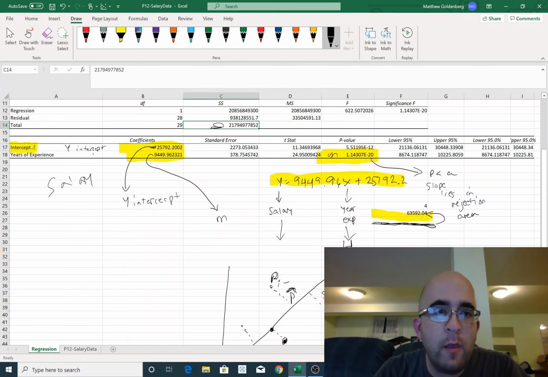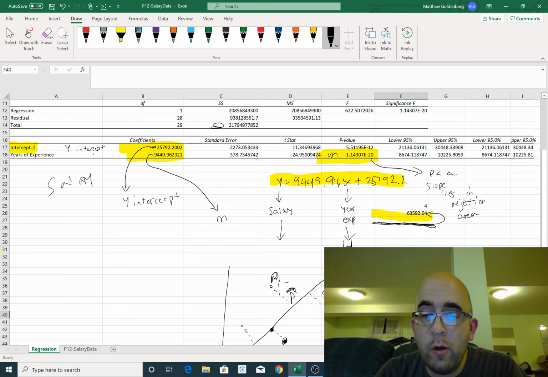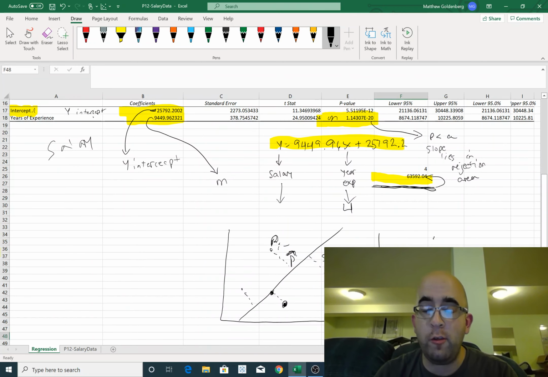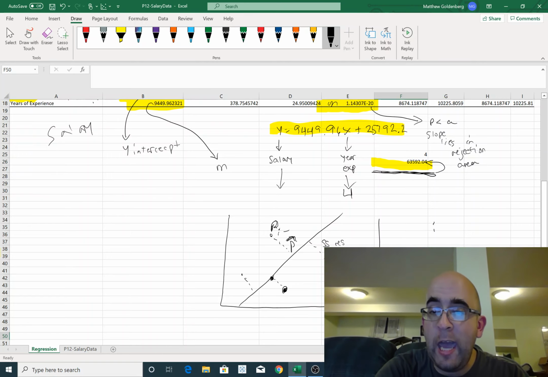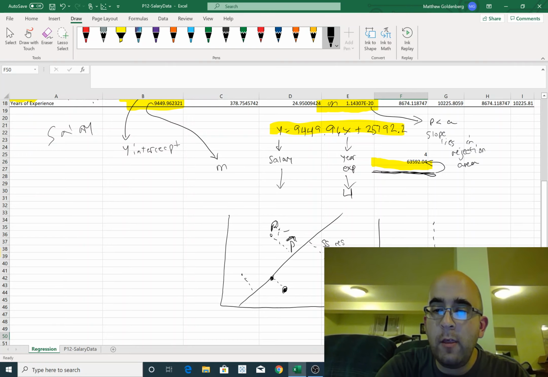The total is, let's see, 21 billion. And the sum of squares residual is 938 million. Sum of squares total is going to be your maximum amount of dispersion. Because you're assuming no relationship, you're no longer trying to do anything possible to minimize the distance between your data and your line.